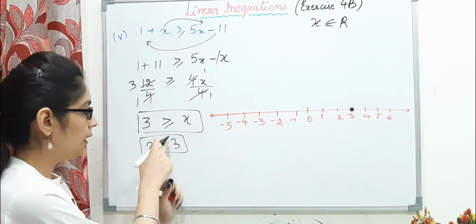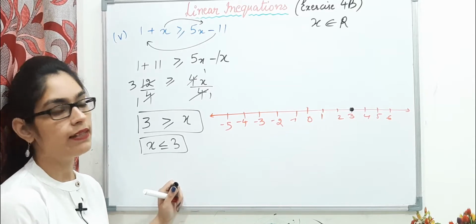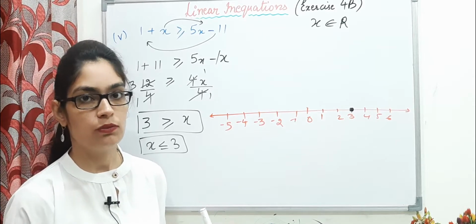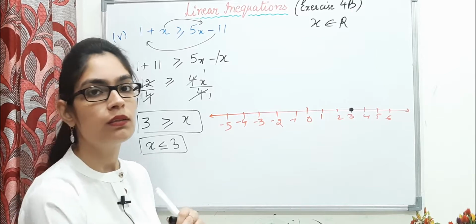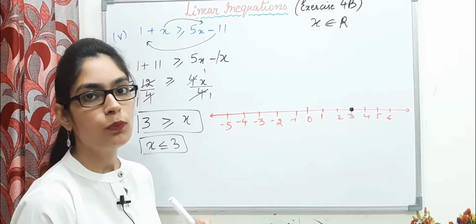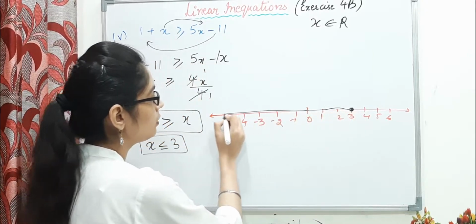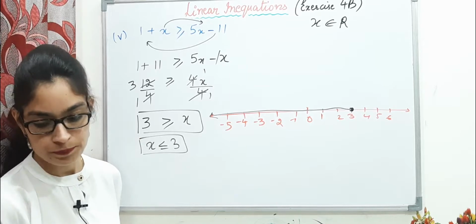Now it is less than means towards the negative side I have to go. See, less means something which is less, so you can always remember this way. Less means you have to go towards the less, negative side, and more means plus, so towards the positive side. So less than I will go towards negative side. So this is the representation of this point.